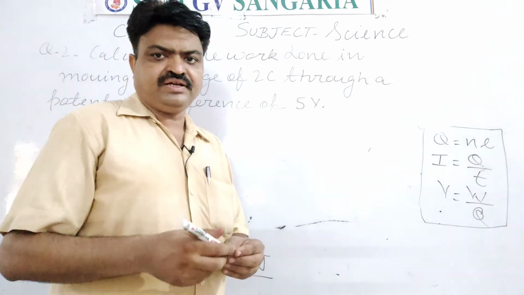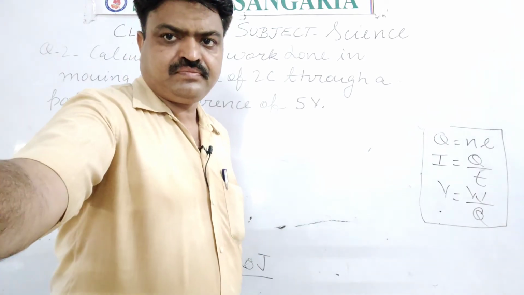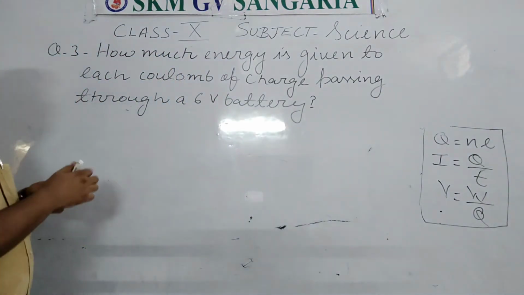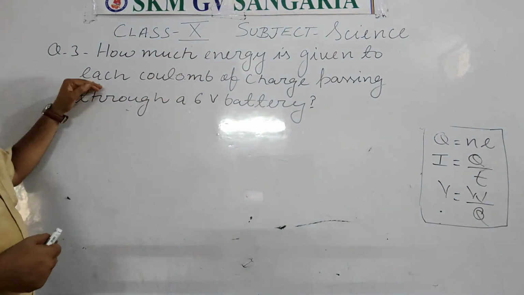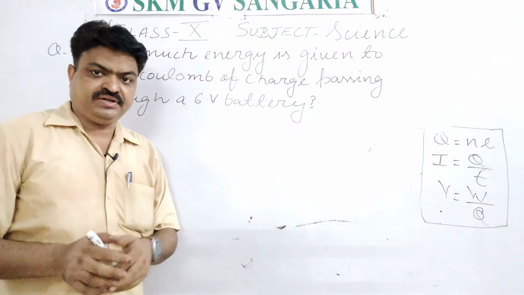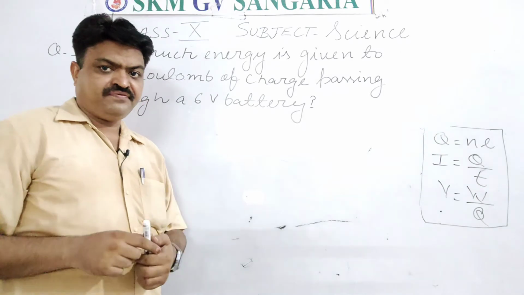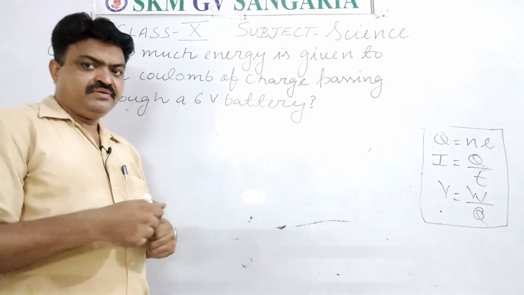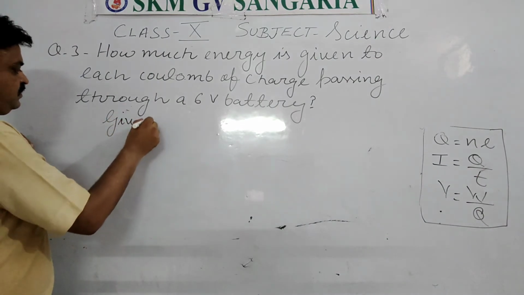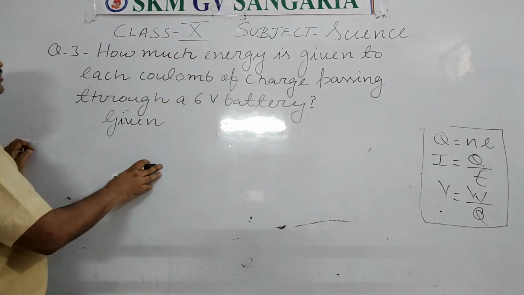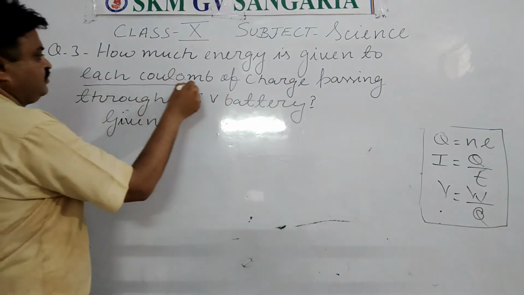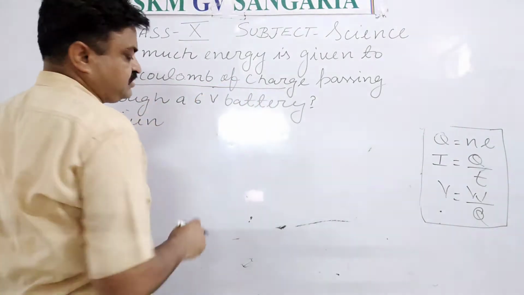Now we do the next question. So student, now we will try to solve this question. How much energy is given to each coulomb of charge passing through a 6 volt battery? So in this, the physical quantities that are given, that we will write first. Given quantities. What are given in this, student? Each coulomb of charge. This is given, each coulomb of charge.